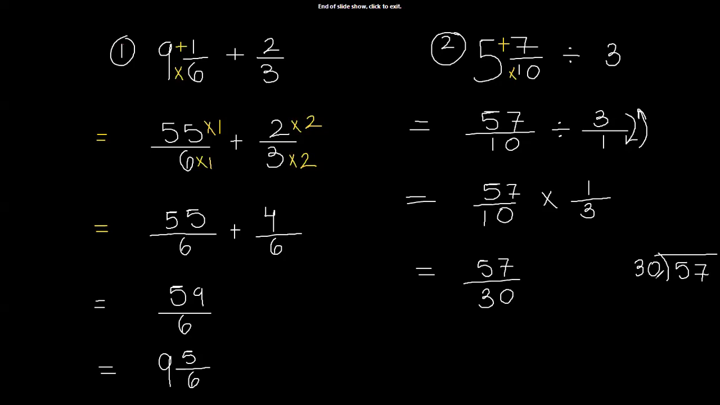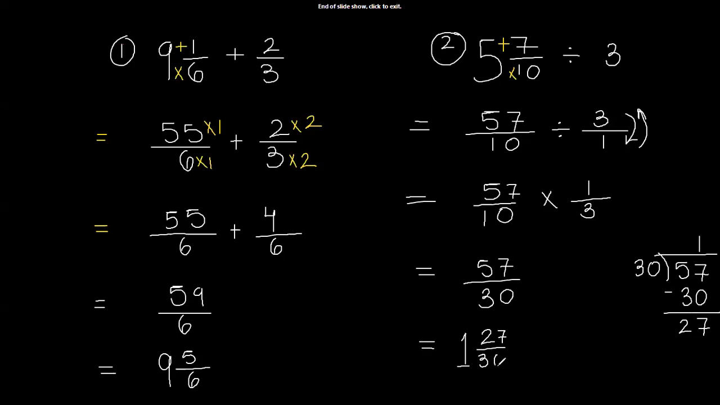So we say 30 into 57, that gives us what? Once. 1. 57 minus 30 is what? 27. Put the 7 down. 5 minus 3 is what? 2. So the whole number is what? 1. The numerator is what? 27 over 30. The denominator is what? 30.